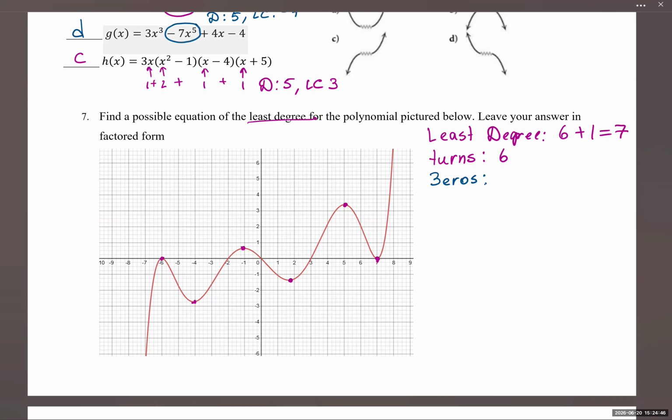Remember that zeros is the same thing as the x-intercept. So let's go ahead and count them, name them, if you will. Here's the first one. X-intercepts is where the function crosses the x-axis. Here's the first one at -6. X equals -6. Now, look at it. The graph at that point touches the x-axis and bounces back off of it. It does not cross the x-axis. That means that the multiplicity is even on it.